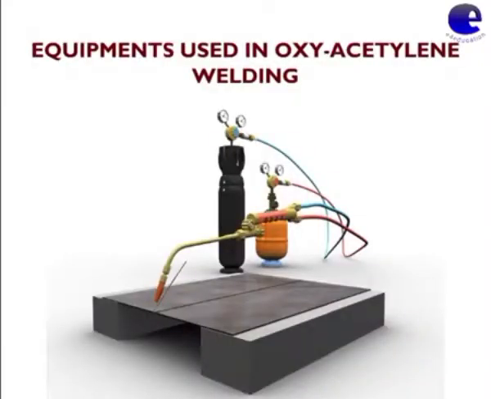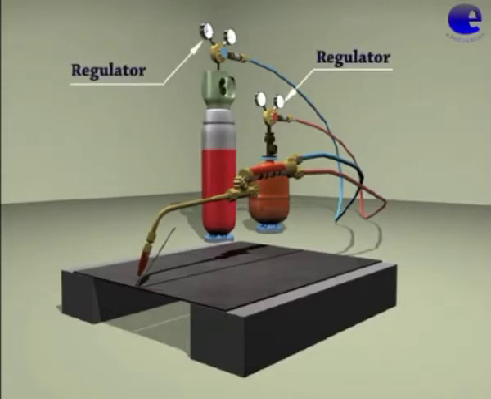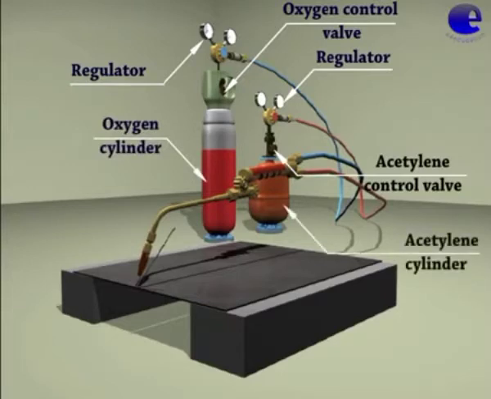Equipments used in oxyacetylene welding. The oxyacetylene welding equipments are as follows: regulator, oxygen control valve, acetylene control valve, oxygen cylinder, acetylene cylinder, hose, welding torch. These are all the equipments commonly used in oxyacetylene welding.